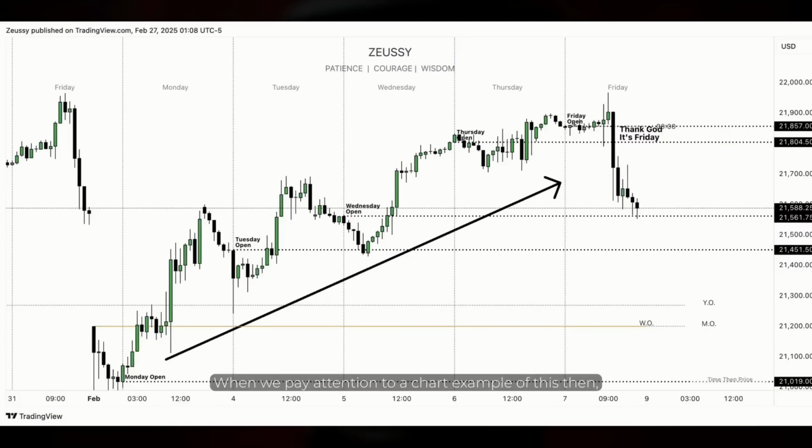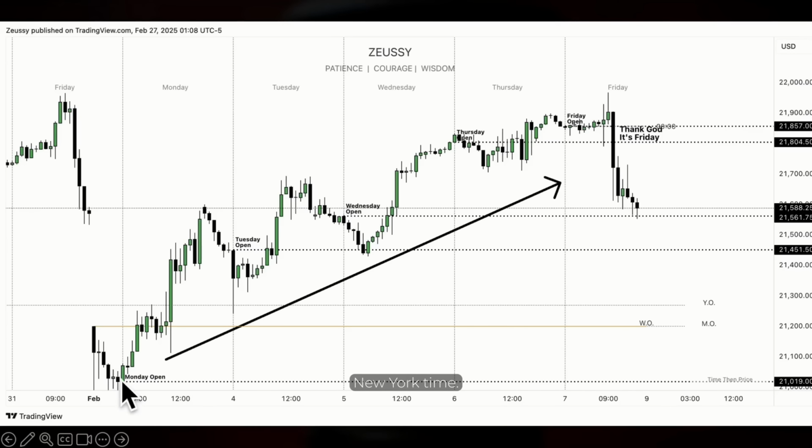When we pay attention to a chart example of this then, what you can see is that inside of this week, we open up right here and we drop lower for the week. And when I refer to the opening of the week, I refer to the Sunday open. Monday opens up at 12 a.m. It's the midnight open, guys, New York time. We begin to see the market expand towards the upside.